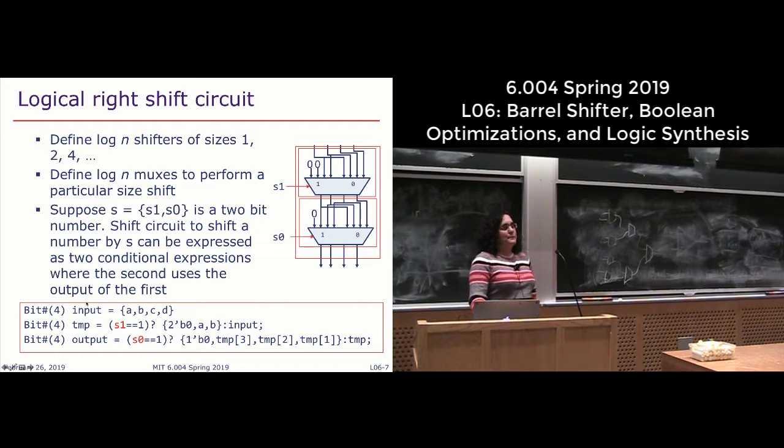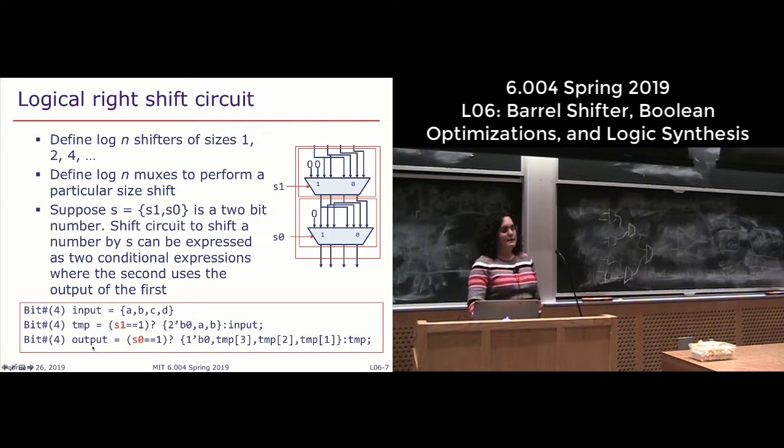So suppose my input, once again, is a 4-bit value, A, B, C, and D. The output of my first multiplexer is going to depend on the value of S1, which is the most significant bit of my shift value. And so it's going to say, should I shift by 2 or not? If I do want to shift by 2, then it's going to produce 0, 0, A, B on my output. Otherwise, it's just going to keep my original input. Now I take this new value, temp, and I use that as the input to the next expression.